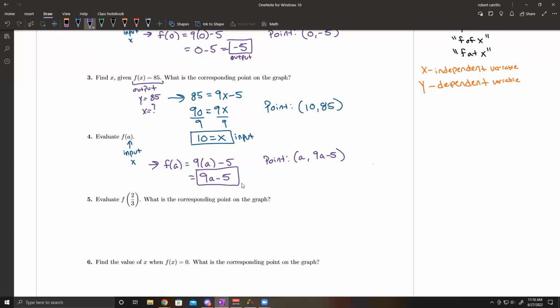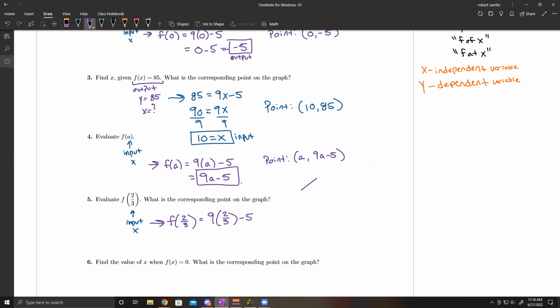Now number 5, evaluate f of 2/3. So here we're plugging in a fraction. It's okay. It's going to be the same as number 1, number 2, and number 4. We're going to plug in 2/3 for every x. Okay. So again, there's your input. There's your x value. And now we plug it in. So f of 2/3 is equal to 9 times 2/3 minus 5.